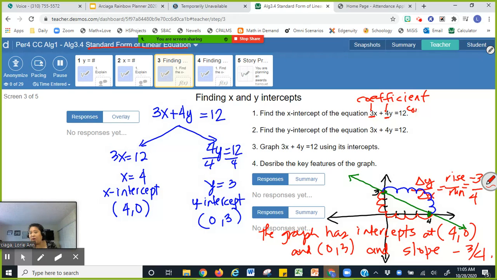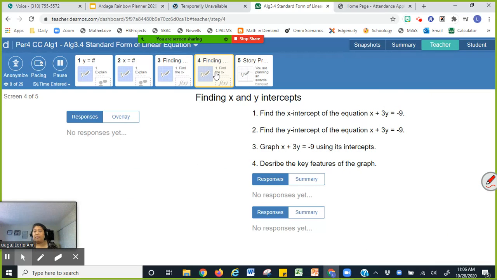You call 12 a constant, right? So this is the best graphing method to use when the coefficients, meaning the numbers next to the variables, can divide your constant. Like 12 divided by 3 is 4. 12 divided by 4 is 3. Yeah? Okay. Any questions about this? We'll try another one. Here we go. Okay. Your turn. Help me out.